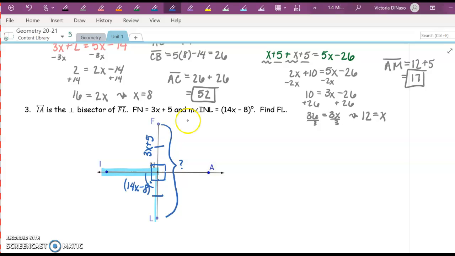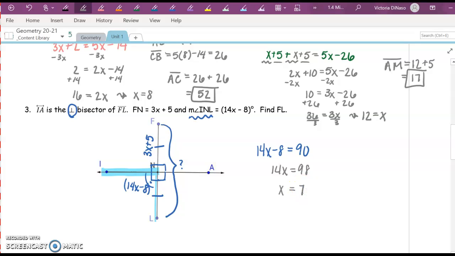And the only thing that we know is that this angle is 90 degrees because of the word perpendicular bisector, particularly perpendicular, because perpendicular angles form 90-degree angles. So we're going to set up 14x minus 8 equals 90. A quick solve for x, so we have 14x equals 98. Once we divide by 14, we get that x equals 7.